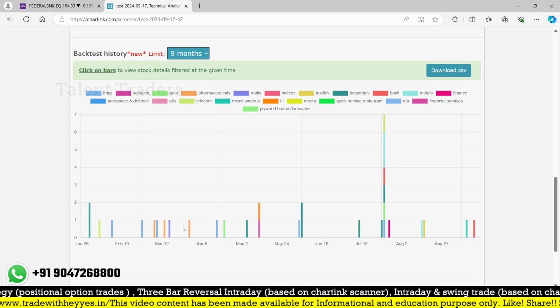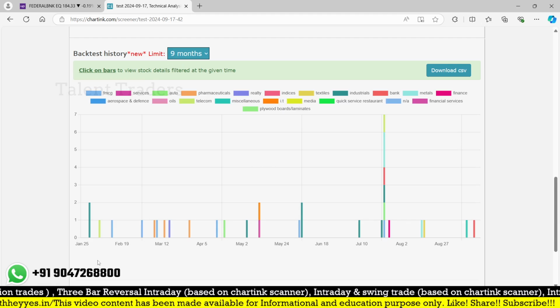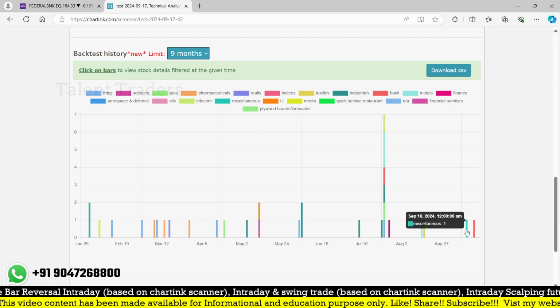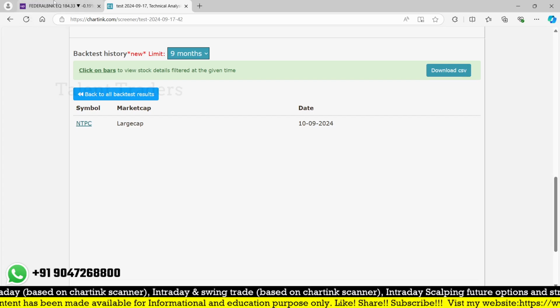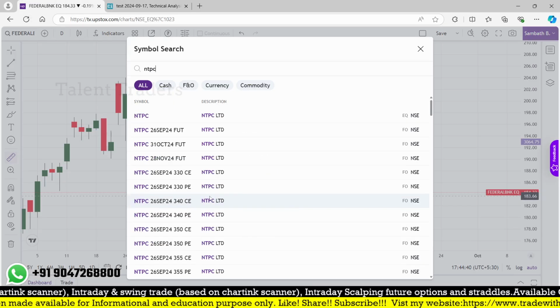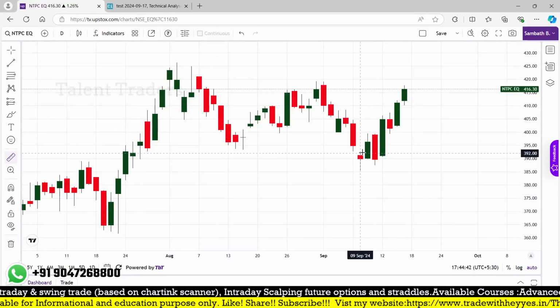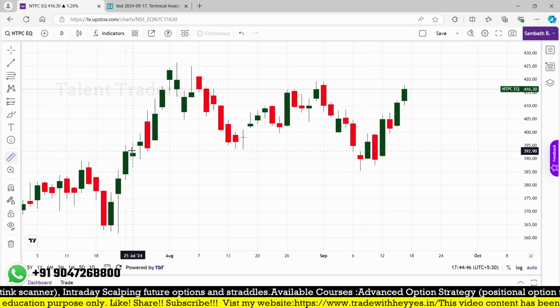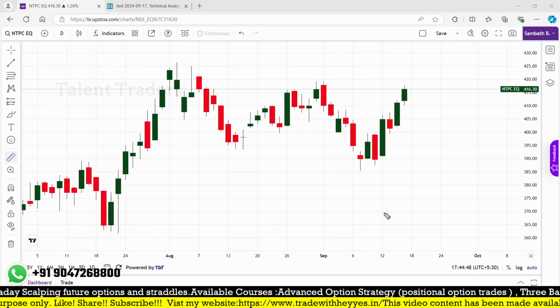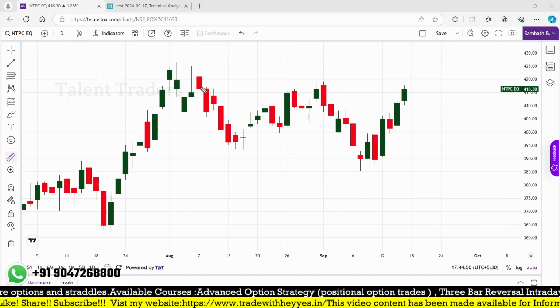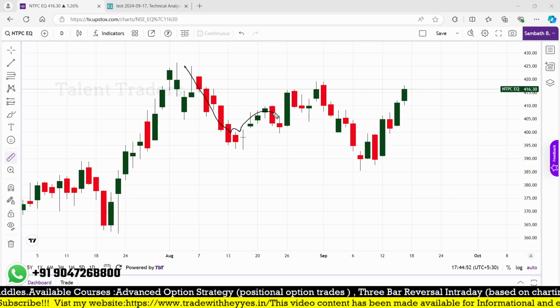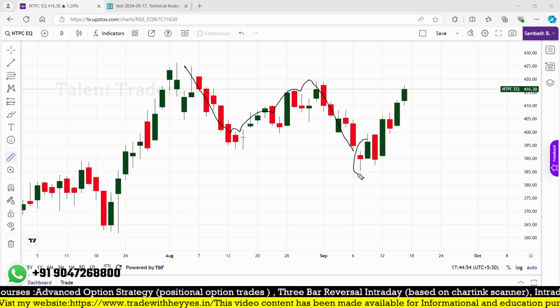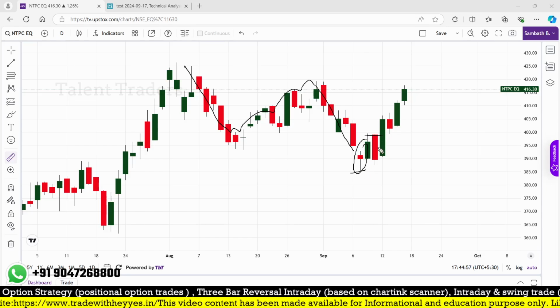We can see that in a period of almost 9 months we have a very limited number of stocks. That's good enough. And NTPC on 10.9. So NTPC we got on 10.9. Where is the 10.9 here? No, this is the pattern. Exactly, we are looking for this pattern. And what happened? It keeps on in a downtrend, and this is the pattern we got, maybe here or here.